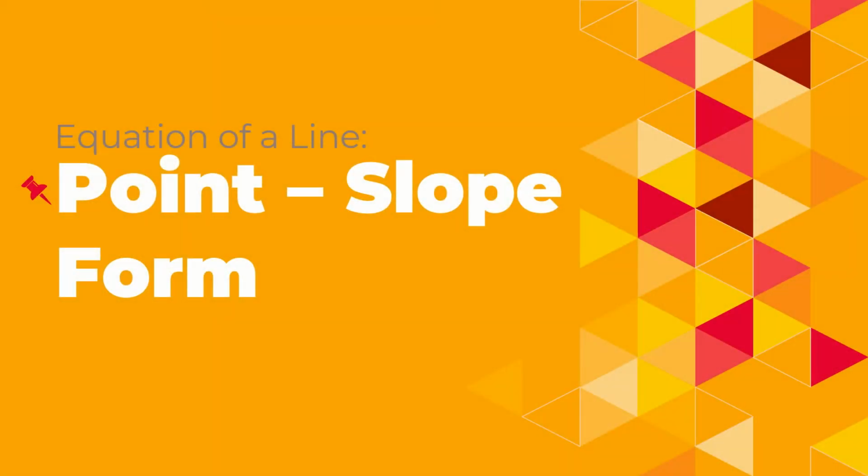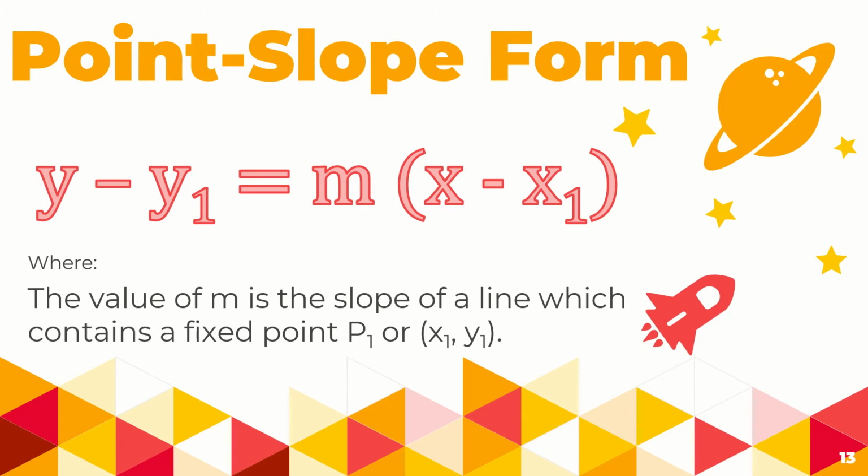Third on our list is the point-slope form. It is in the form y minus y sub 1 equals m multiplied by the quantity x minus x sub 1, where m is the slope of a line which contains a fixed point (x sub 1, y sub 1). You're going to use this form if you have a given slope and a given fixed point.